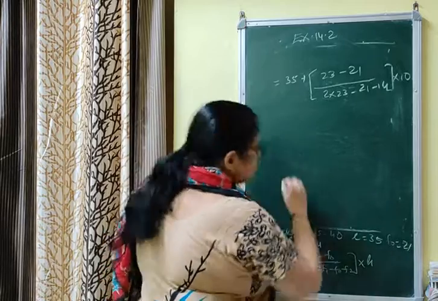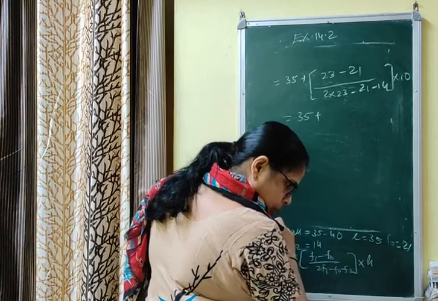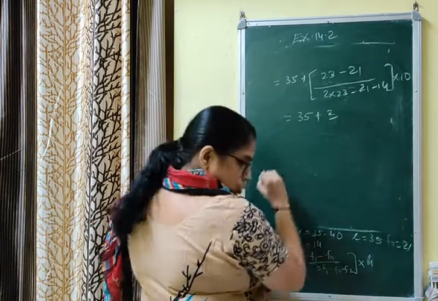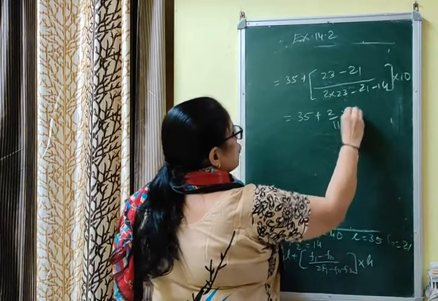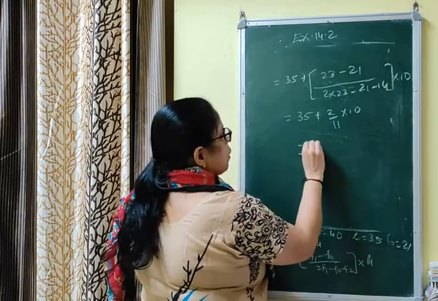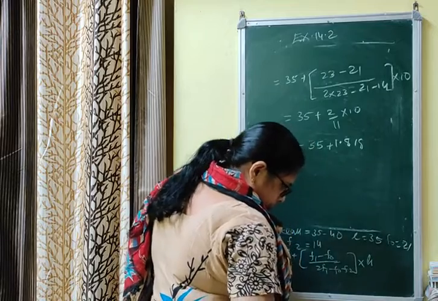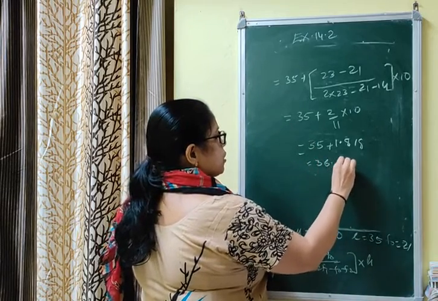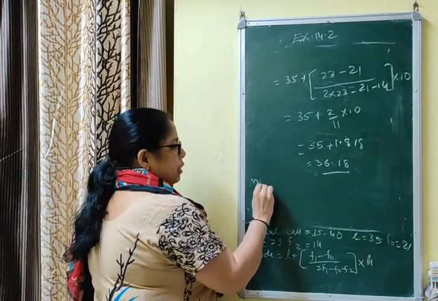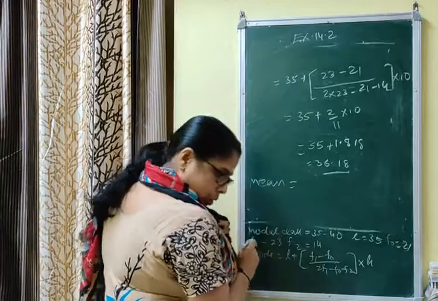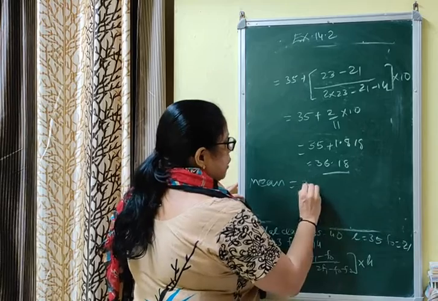Now if you solve this you will get 35 plus... I am not giving you any step of calculation. If you solve this you will get 2 by 11 into 10. Now if you solve again you will get 35 plus 1.818, that is 36.18. Now I will compare mean and mode. Mean you got as, what is the value of mean that we got? 36.8.